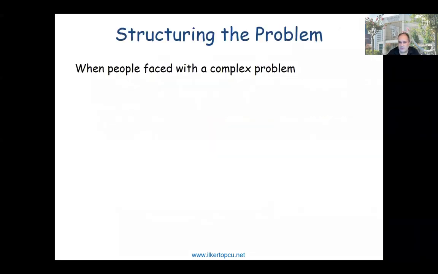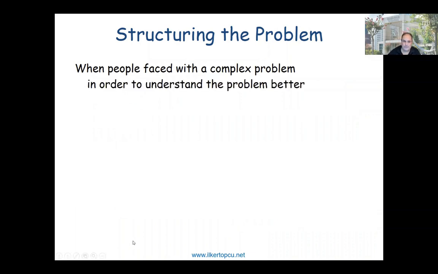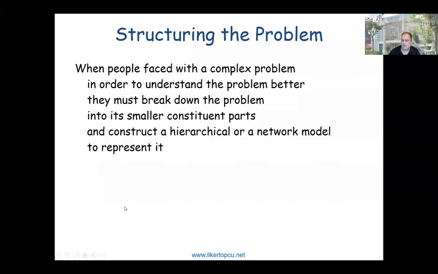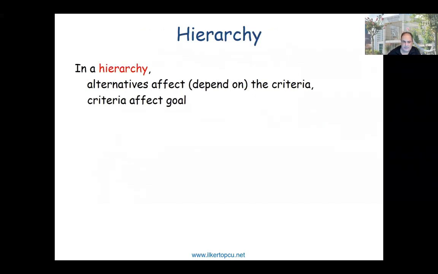So when people face a complex problem, because of this psychological evidence I have shown you, in order to understand the problem better, if they are not using some heuristics or just dealing with a small part of the problem, they must break down the problem into smaller constituent parts, and then they can construct a hierarchy or a network model to present it. And then after dealing with smaller parts of the problem, they aggregate everything together to find the whole process results.